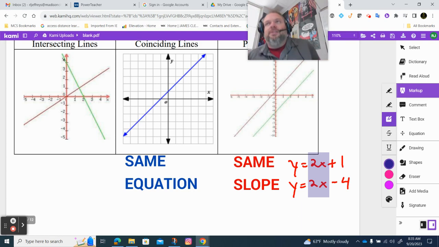Now, y'all have already had geometry, so y'all should know about parallel lines, right? They go beside each other, they never touch, never intersect.